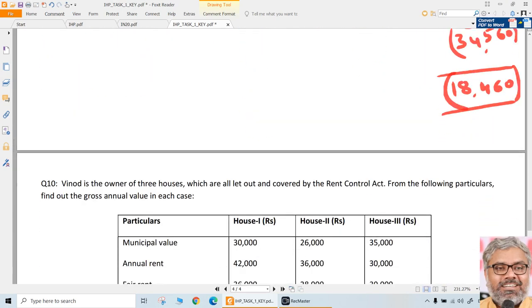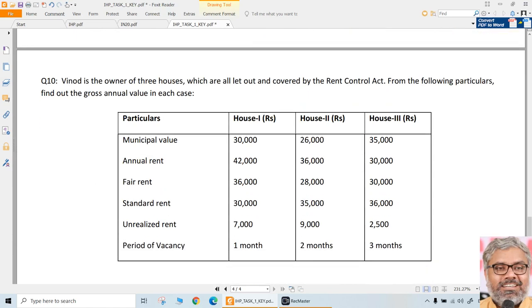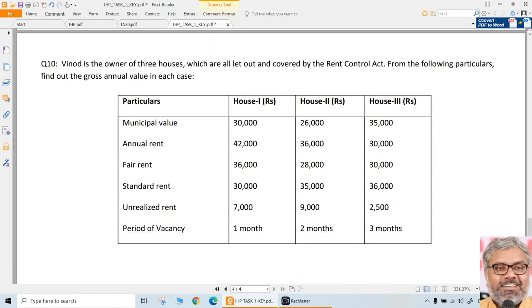That's it. Then question number 10. Once again, this is related to just calculating the gross annual value. We know this is the owner of 3 houses which are all let out and covered by the Rent Control Act, and from the following particulars find out gross annual value. Same process we have to follow. This was an exam question, by the way. These types of questions can very well be expected for 3 to 4 marks or 5 marks sometimes.